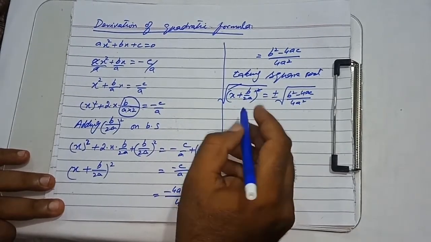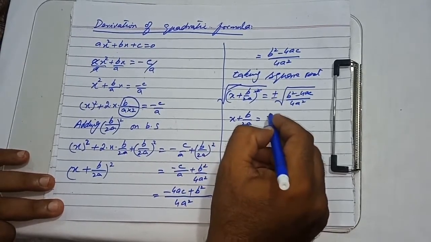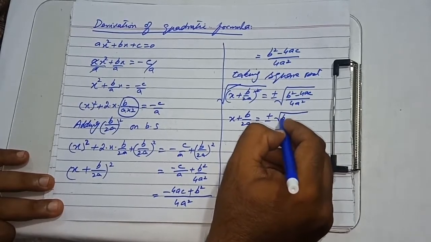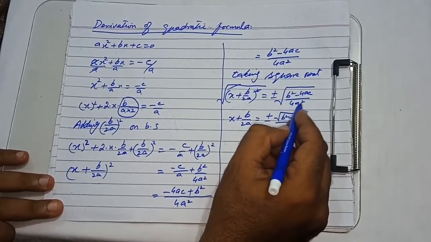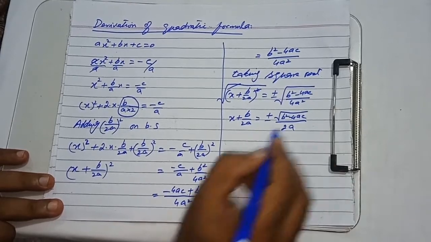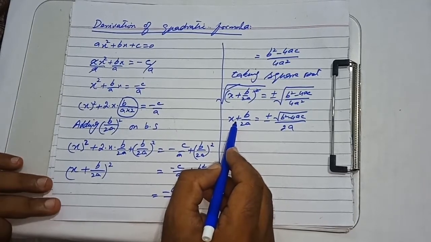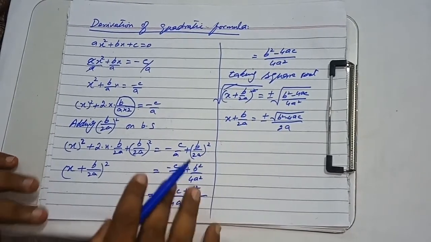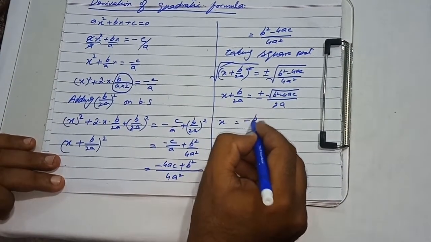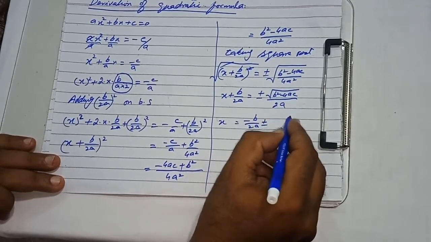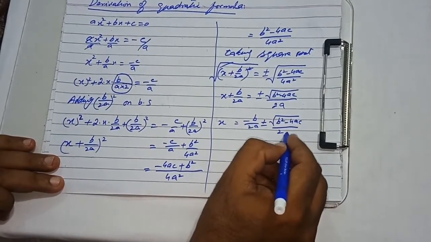So square will be cancelled with root and we will get x plus b over 2a is equal to plus minus under root b square minus 4ac, and when we take the square root of 4a square it will become 2a. Now I will transfer this plus b over 2a on the left side, and when it is transferred to the other side it will become minus, and we will get x is equal to minus b over 2a plus minus under root b square minus 4ac over 2a.